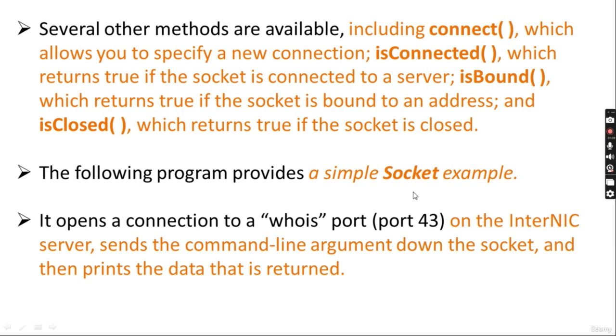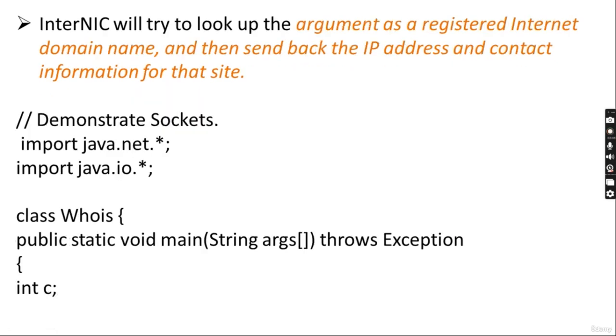Now we will see the program that provides a simple socket example. It opens a connection to the WHOIS port, that is port number 43, on the InterNIC server, sends the command line argument down to the socket and then prints the data that is returned. So what is the motto of this program? First of all, it opens a connection to port number 43, the WHOIS port on the InterNIC server, sends the command line argument down to the socket and then prints the data. InterNIC will try to look up the argument as a registered internet domain name, and then send back the IP address and contact information for that site.